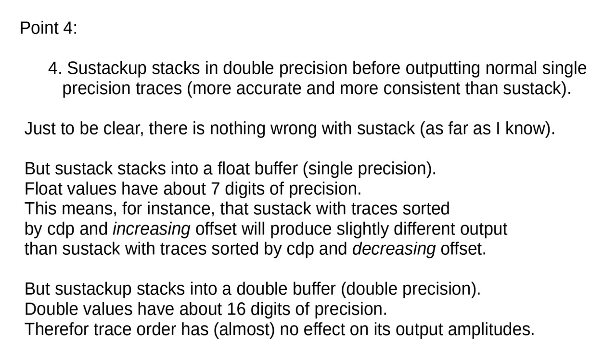This means, for instance, that SU stack with traces sorted by CDP and increasing offset will produce slightly different output than SU stack with traces sorted by CDP and decreasing offset. But SU StackUp stacks into a double buffer, double precision. Double values have about 16 digits of precision. Therefore, trace order has almost no effect on its output amplitudes.